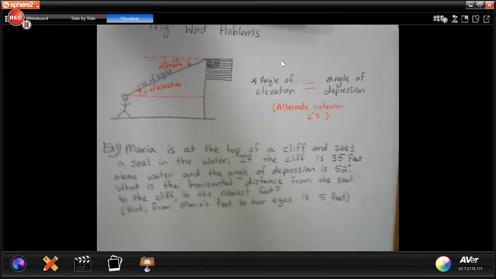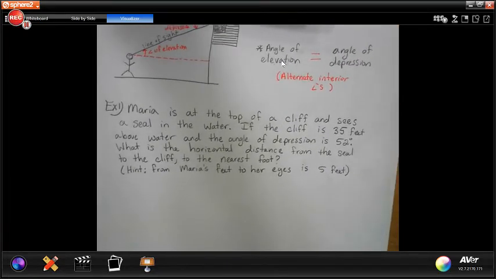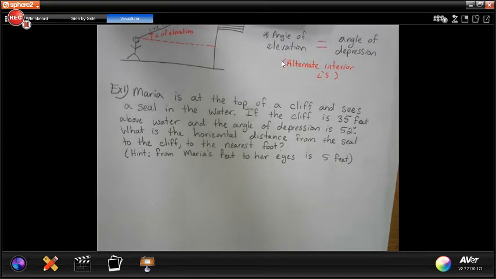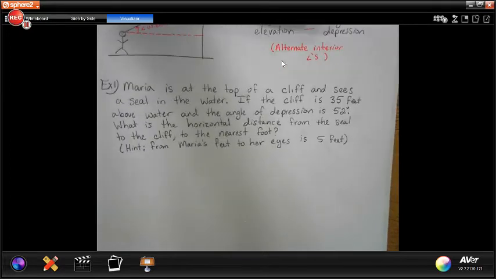So then you read the words. You have to read the words to know the situation. You got to draw a picture. So here we have Maria. She is at the top of a cliff and sees a seal in the water. I'm horrible at drawing seals. But let's see, what can I do? Top of a cliff. So I have a cliff.